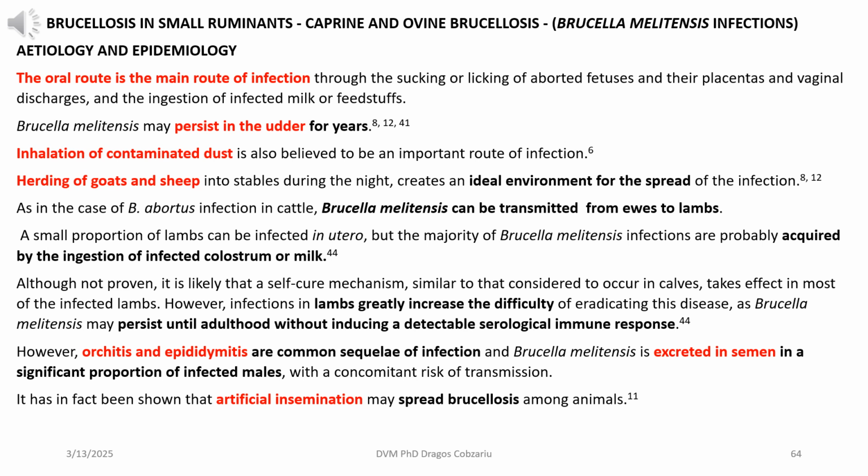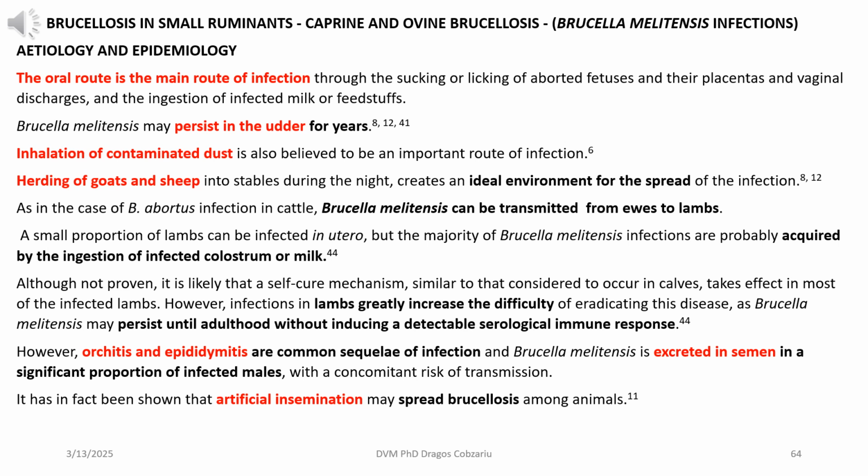As in the case of B. abortus infection in cattle, Brucella melitensis can be transmitted from ewes to lambs. A small proportion of lambs can be infected in utero, but the majority of Brucella melitensis infections are probably acquired by the ingestion of infected colostrum or milk. Although not proven, it is likely that a self-cure mechanism, similar to that considered to occur in calves, takes effect in most of the infected lambs. However, infections in lambs greatly increase the difficulty of eradicating this disease, as Brucella melitensis may persist until adulthood without inducing a detectable serological immune response.